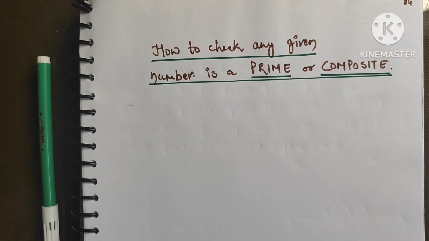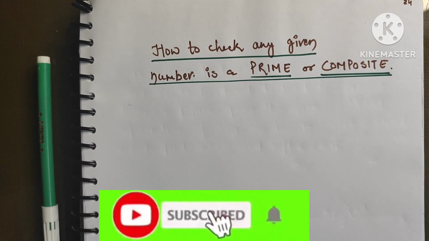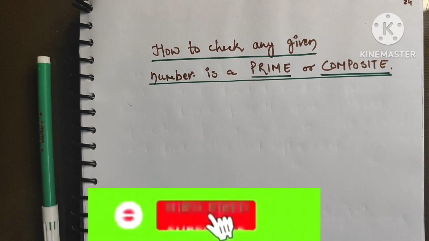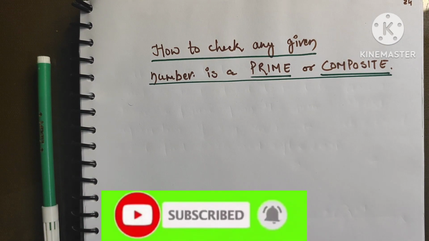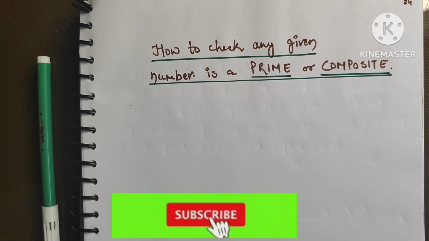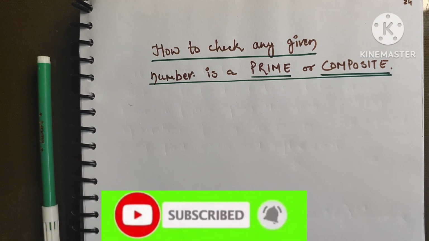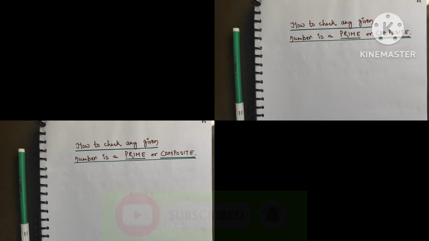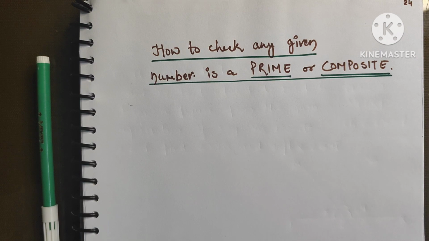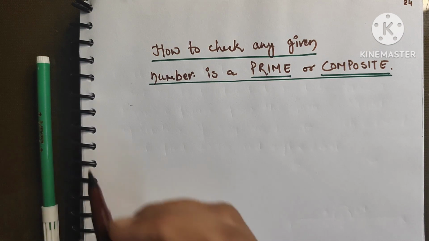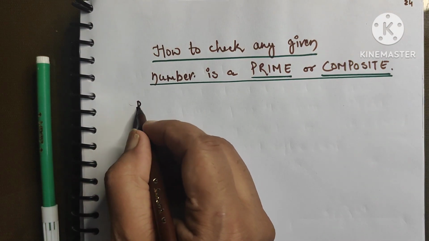So in this video we are going to learn a very important topic where most of the children get confused. Here I'm going to tell you a very simple trick to find out whether a given number is prime or composite. Okay, so I'm going to explain this method in two parts. First of all, let's begin with part 1.